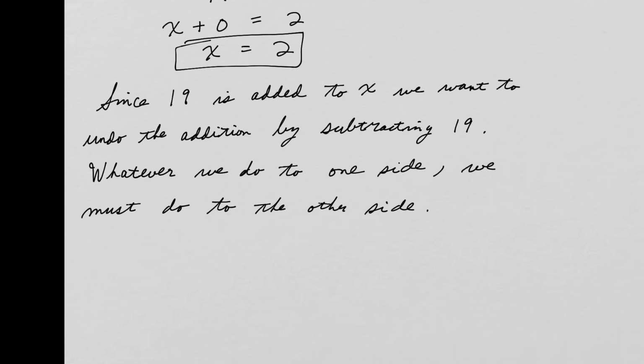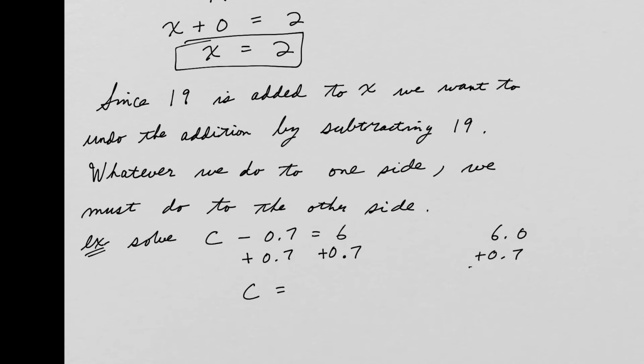Let's say I want to solve c minus 0.7 is equal to 6. Okay, so since I have 0.7 subtracted from c, to undo that subtraction, I can add 0.7, but whatever I do to one side, I have to do to the other side as well. So on the left-hand side, I'm going to get c plus 0, which is c. And the right-hand side, I'm going to get 6 plus 0.7, which is going to be 6.7.